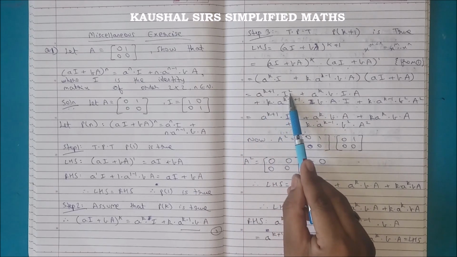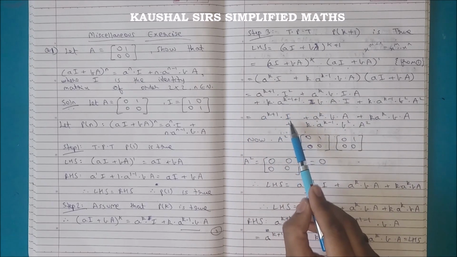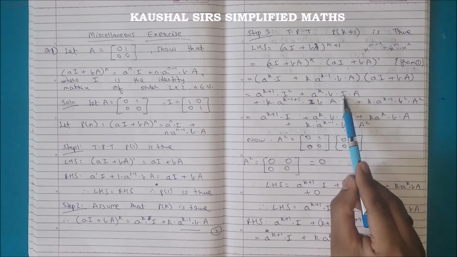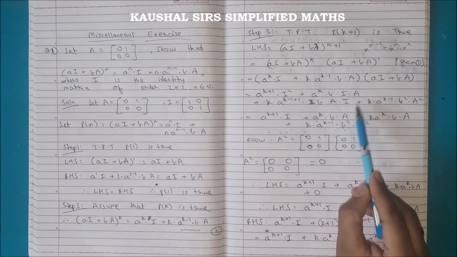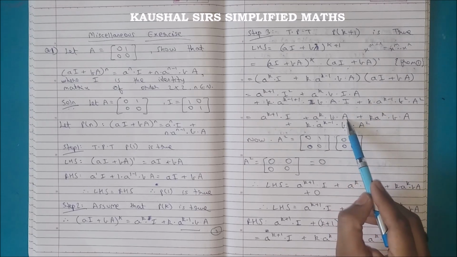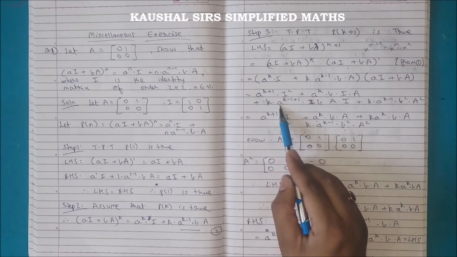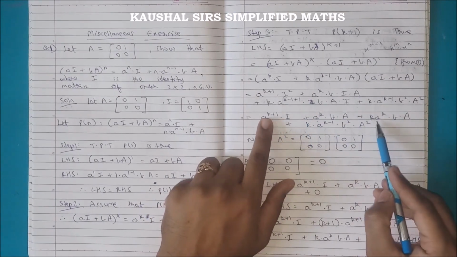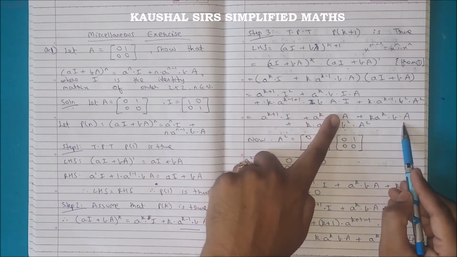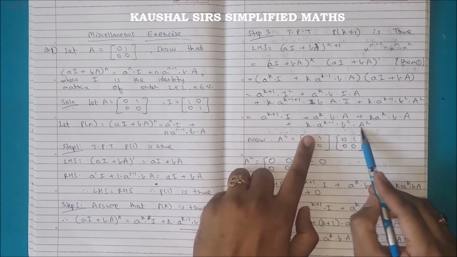Now what is the value of I square? I into I is always I. Identity matrix into any matrix is the same matrix, therefore I into a we get a. Okay, and in this term k minus 1 plus 1, so you are left with a raised to k. So you get k a raised to k b a and then this term as it is.